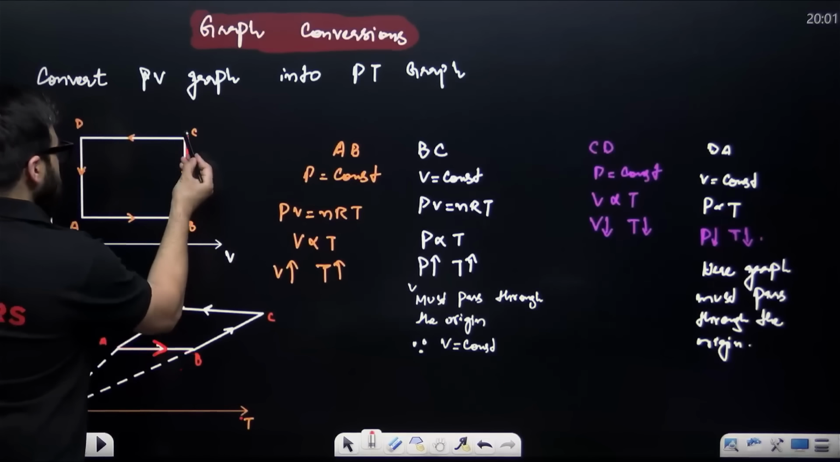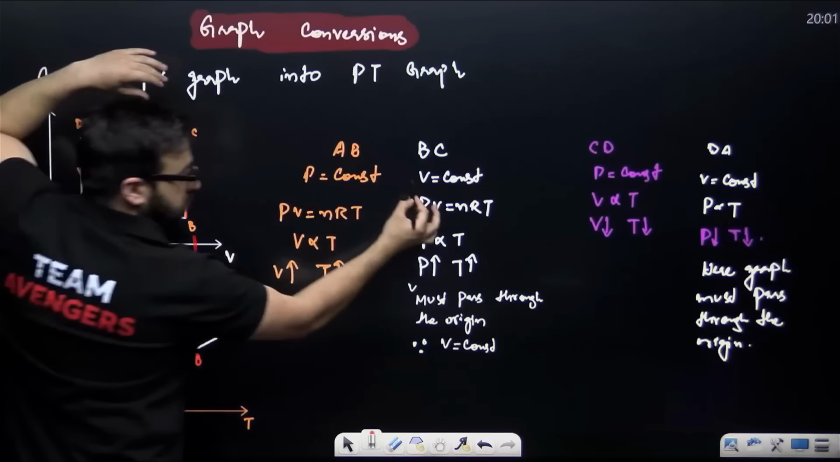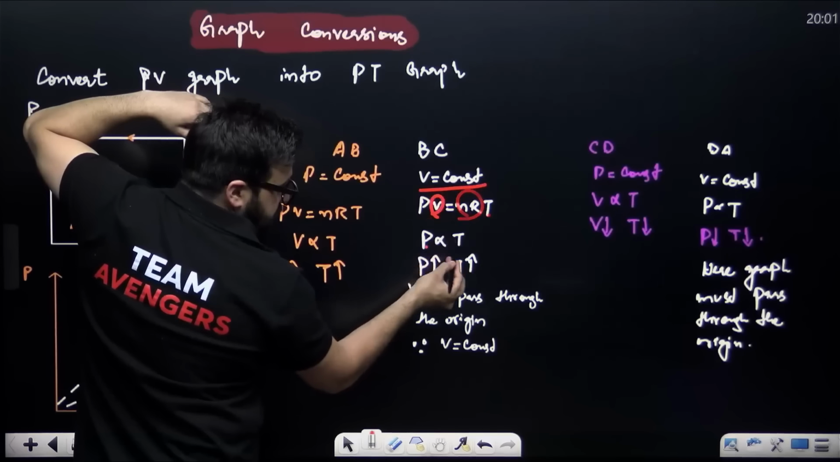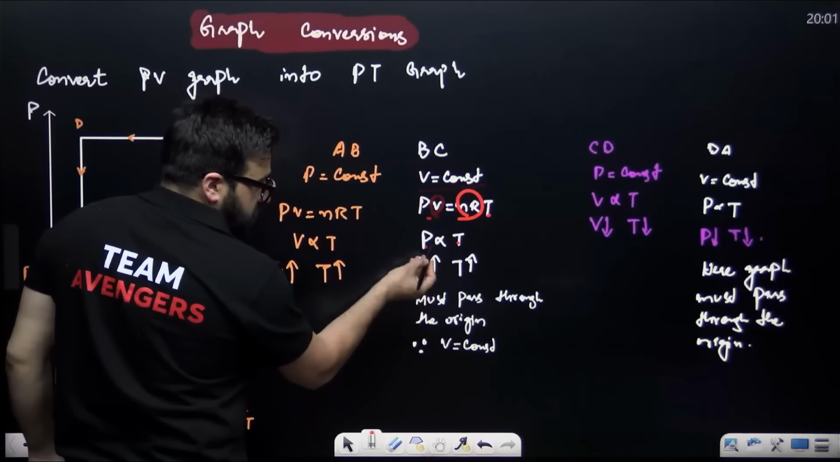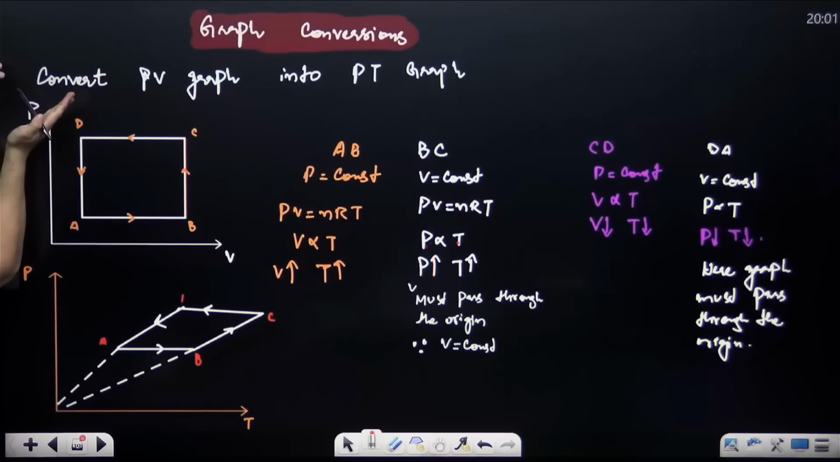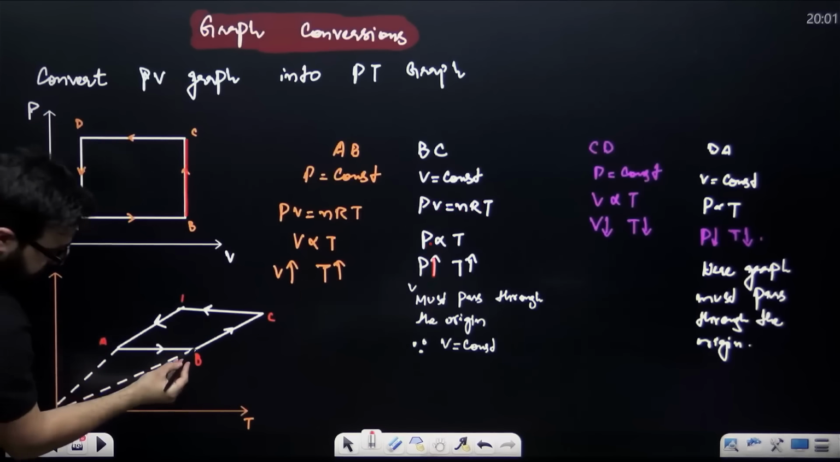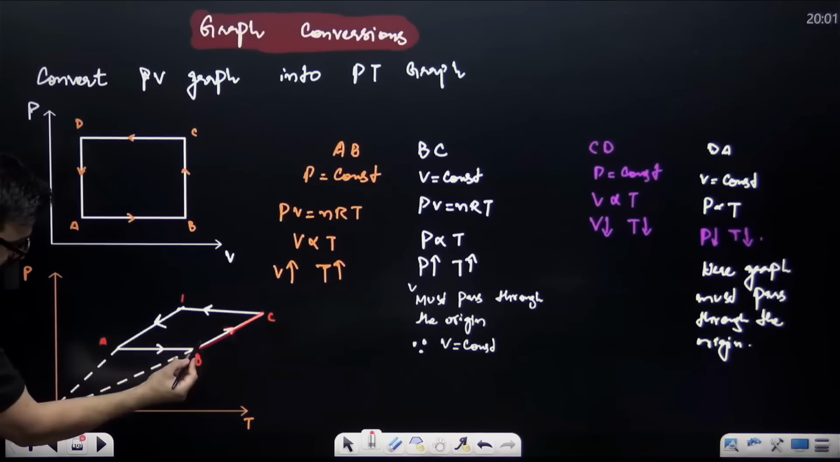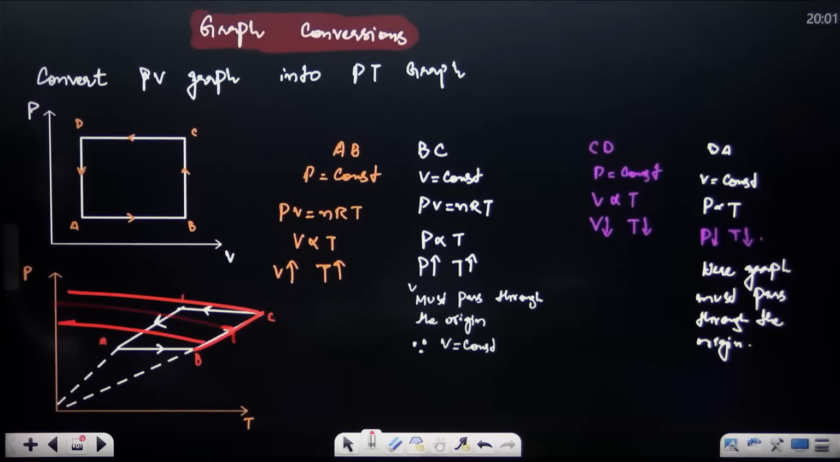Then in BC, you can clearly see volume is constant. Volume is constant. PV is equal to nRT. These two are constant, so P is directly proportional to temperature. If pressure increases, temperature increases. Now see, from here to here, clearly pressure is increasing, so temperature must increase. Now see, this will be the graph BC. Why? Because in this particular case, pressure is increasing.